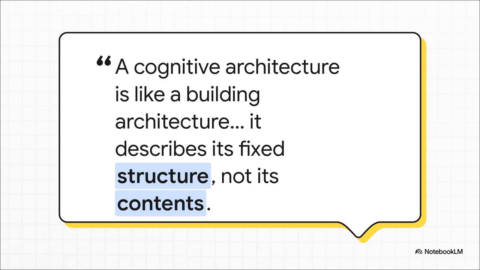Imagine a blueprint for a house. It shows you the foundation, the walls, where the rooms connect. That's the fixed structure. But it doesn't tell you what color to paint the walls or what kind of couch to buy. That's the contents. A cognitive architecture is exactly the same. It defines the structure of the mind, not the specific knowledge that's going to fill it up later.